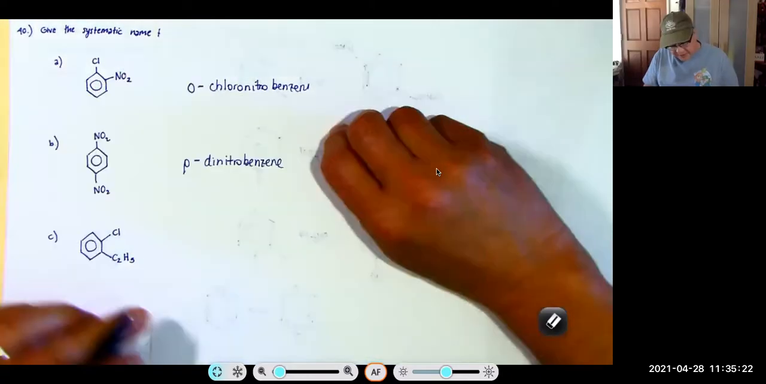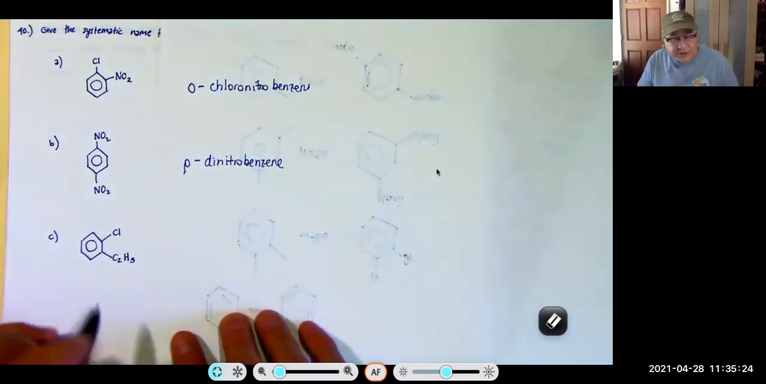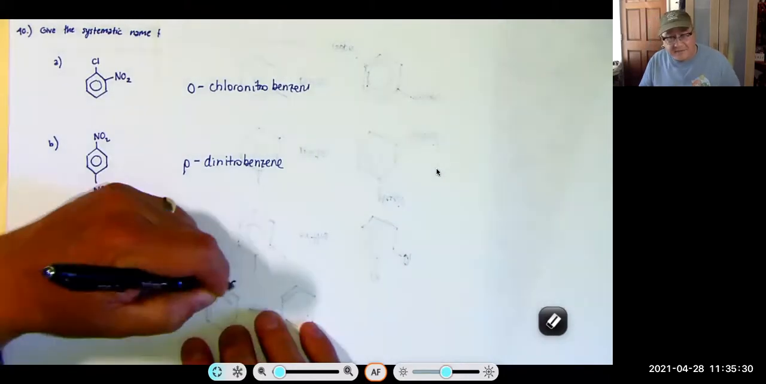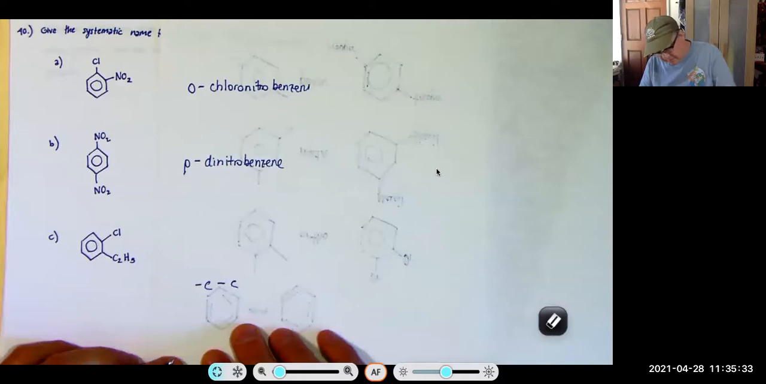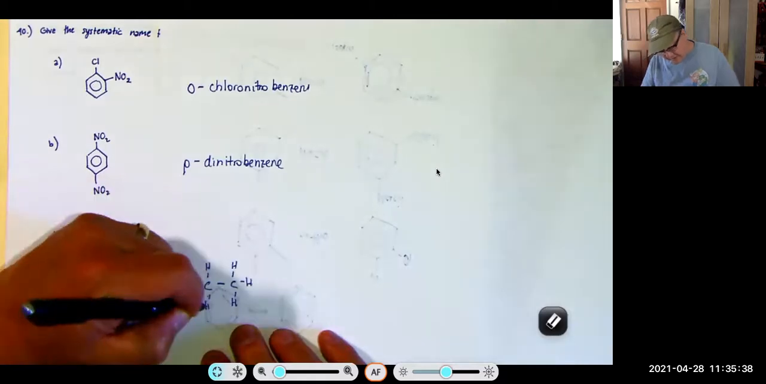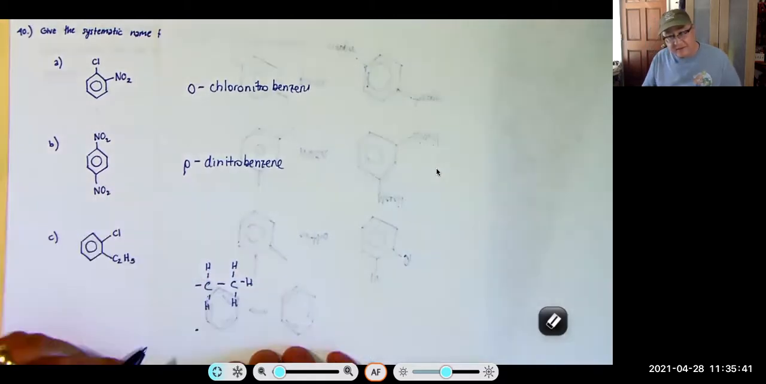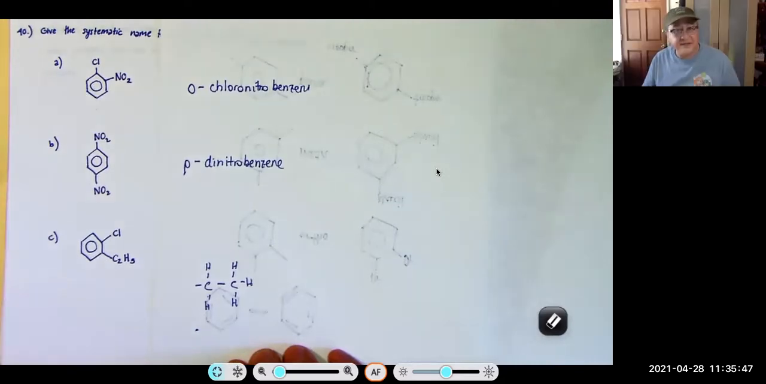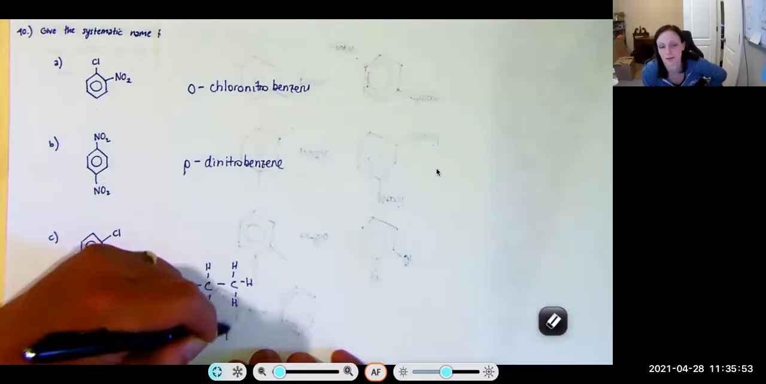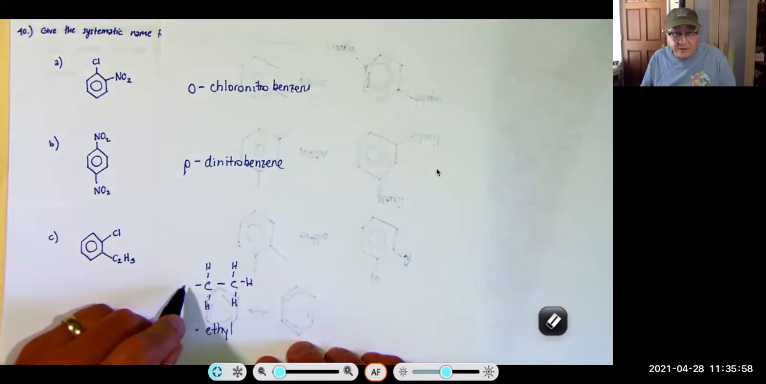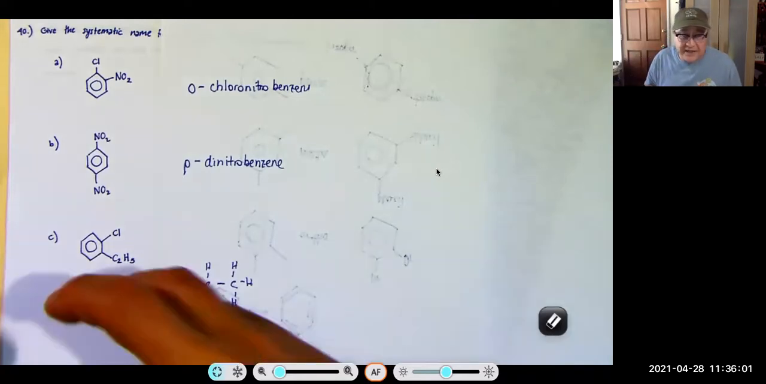And how about this last one? We have to think about what the C2H5 is. 2 carbons, right? 5 hydrogens. What is that thing called? It's not ethane. It's ethyl, because it's a substituent. If there was a hydrogen here, it'd be ethane. But when it's attached to something else, it's called ethyl.